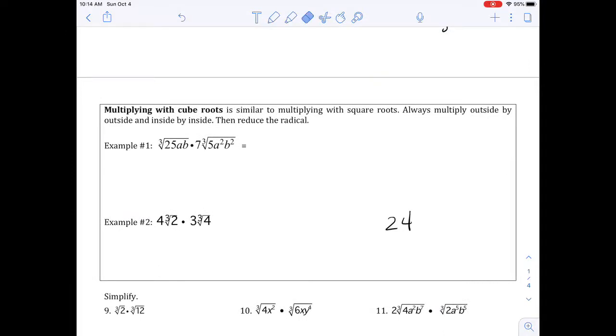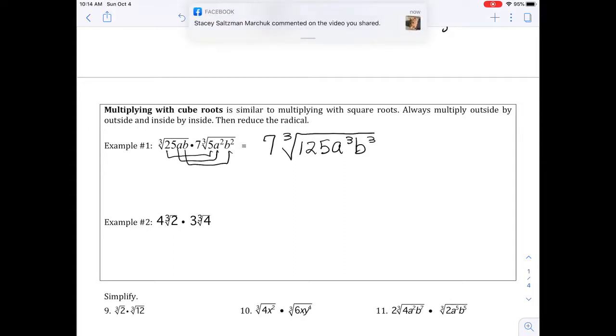Let's talk about multiplying. When we're multiplying with cube roots or any other root, same rules as square roots. Multiply inside to inside, outside to outside. So here we're going to have a 7 because there's a 7 on the outside. Multiplied by the cube root of 25 times 5. That's going to give me 125. A times a squared, a cubed. B times b squared, b cubed.